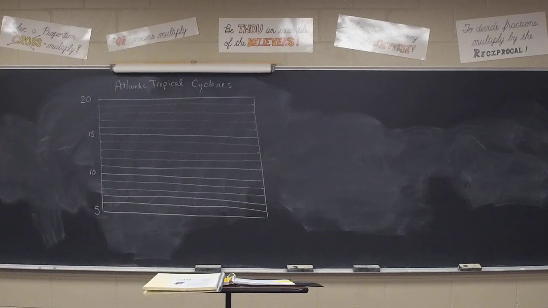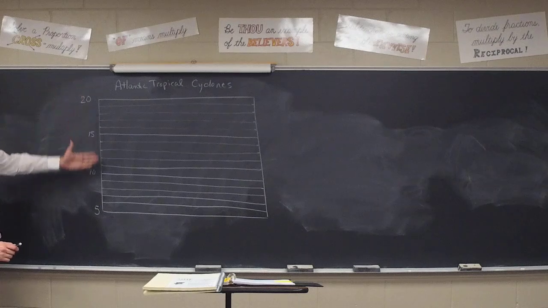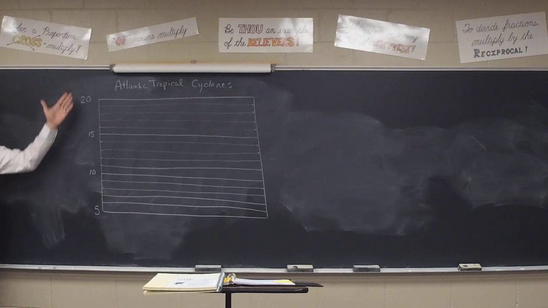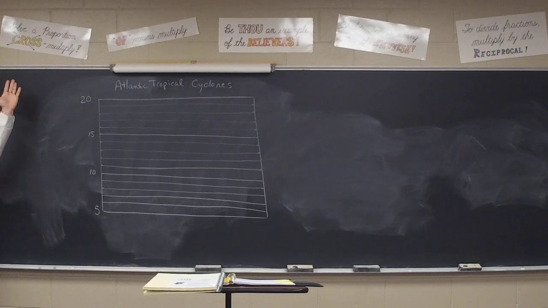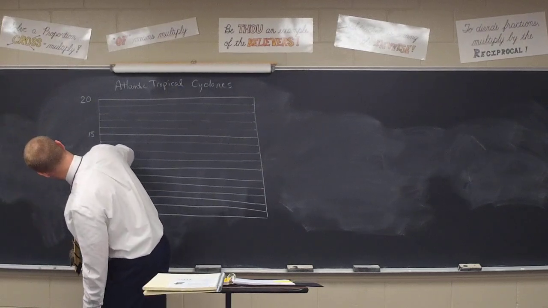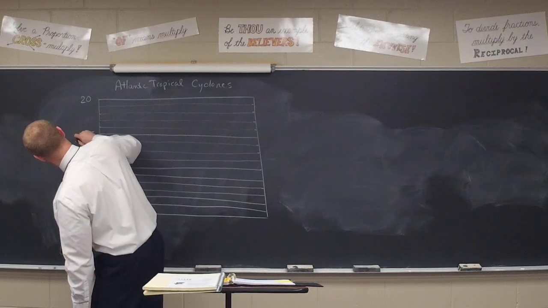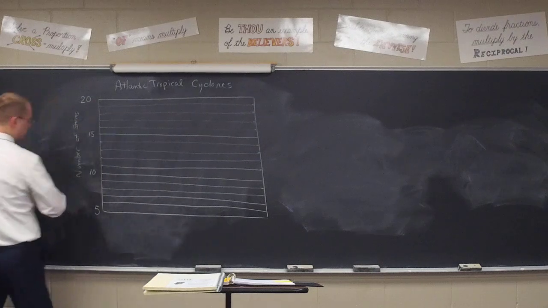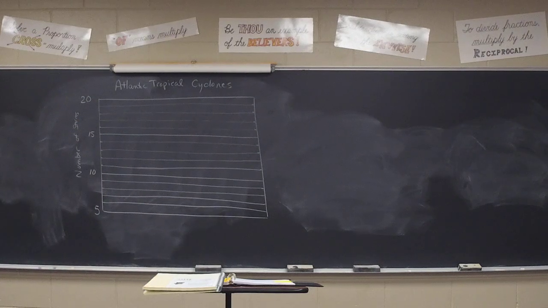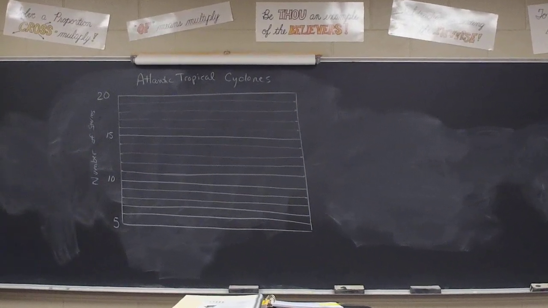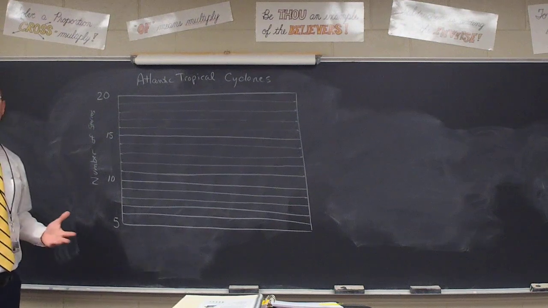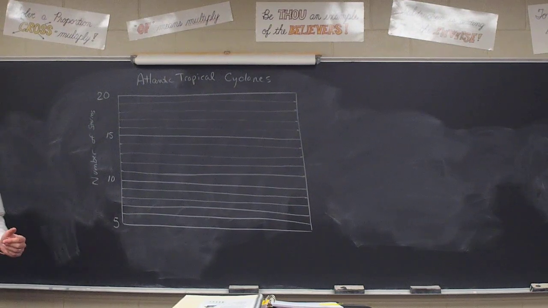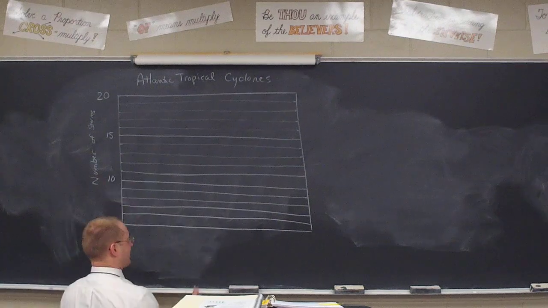So we've got our Atlantic tropical cyclones. Now what do these numbers refer to, class? Is this how strong they are? Is this the miles per hour winds? No, what are these numbers here? Number of storms. So on the side, let's give ourselves a vertical axis title, number of storms. We'll go up the side with it. And then across the bottom, we need to put what, class? Years. The years. And that should be our axis title as well.